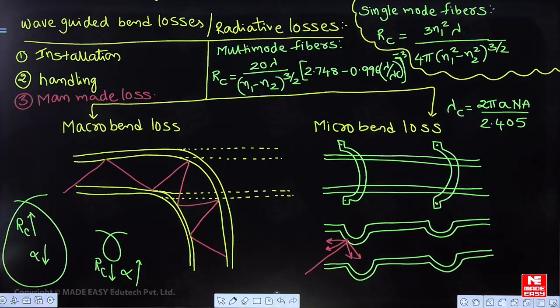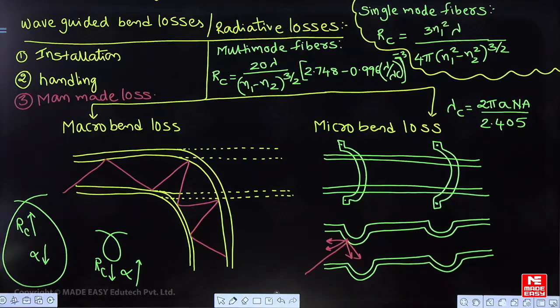Put the heading as macro bend. These losses occur when the fiber is handling and installing. Next point, handling and installing.